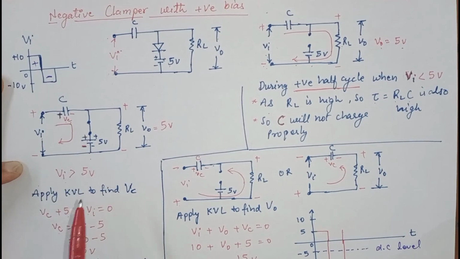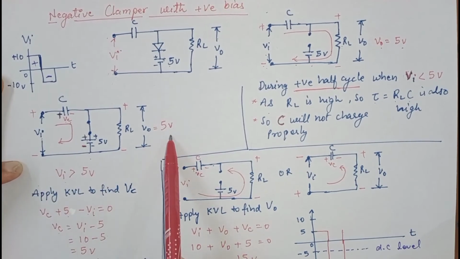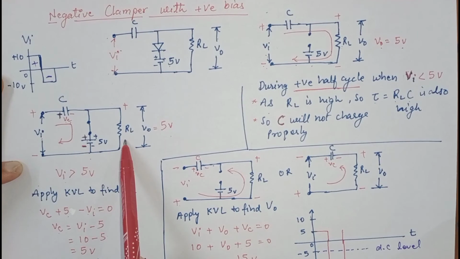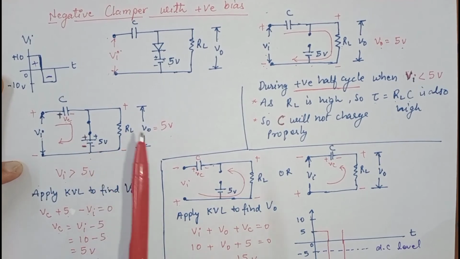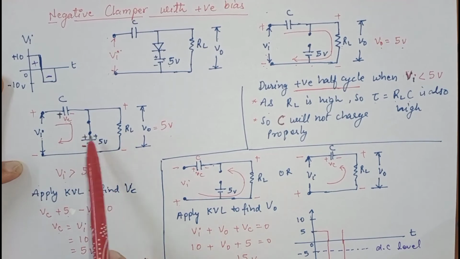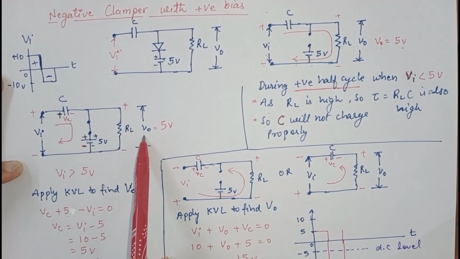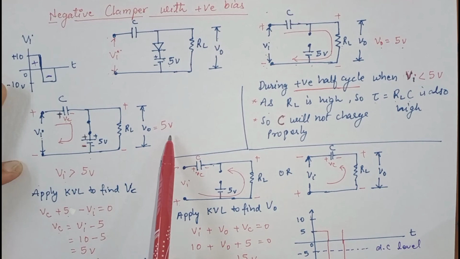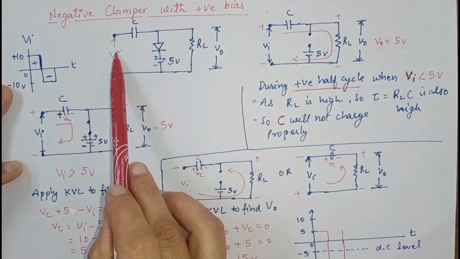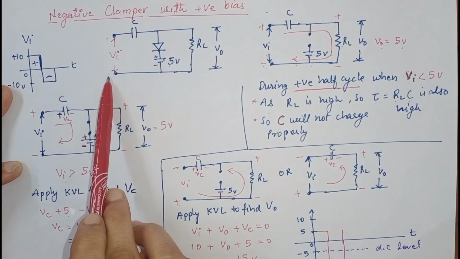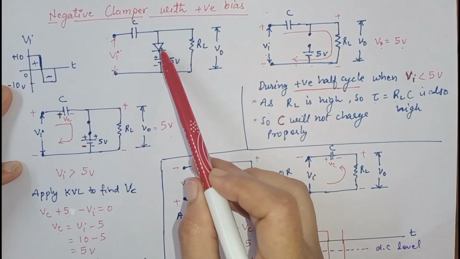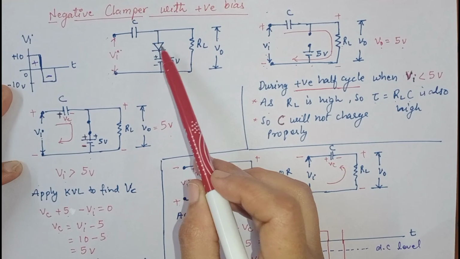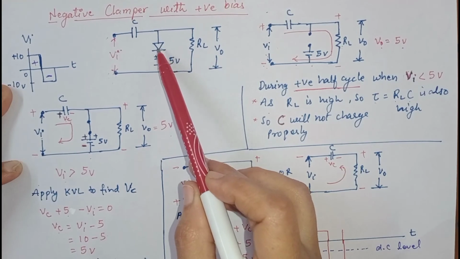During positive half cycle, the output voltage will be equal to 5 volt because these two branches are in parallel and this branch has plus 5 volt. And as parallel branches have equal voltage, the output voltage is equal to 5 volt. Now during negative half cycle, this terminal is negative and this terminal becomes positive. As this terminal is negative, this diode becomes reverse bias, and in case of reverse biasing, it will act as an open circuit.